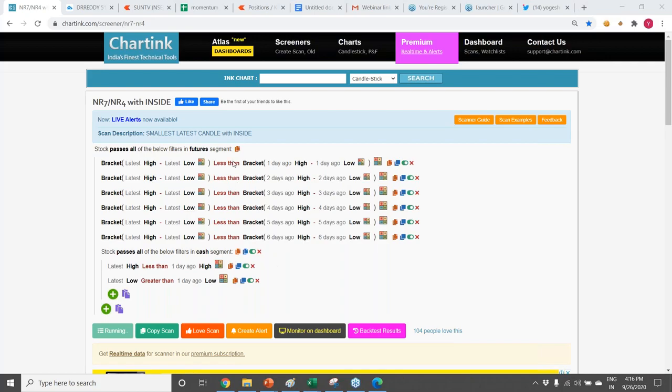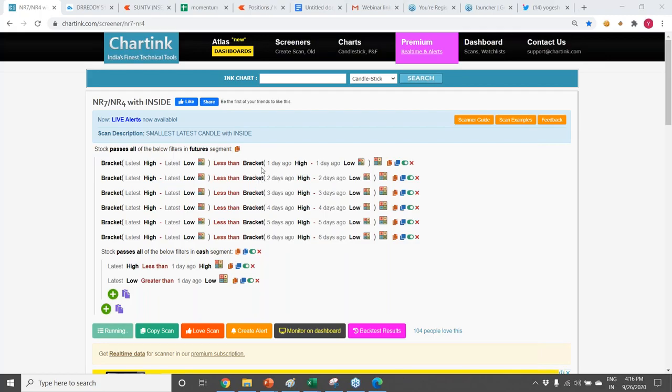In a rectangle pattern, it is likely to go up or down. How to take the trade? See, it's difficult to predict which side it will go. The only thing which can hint at it is what the previous trend was. And after the rectangle, whichever side it moves with volume, that side you can take a trade.